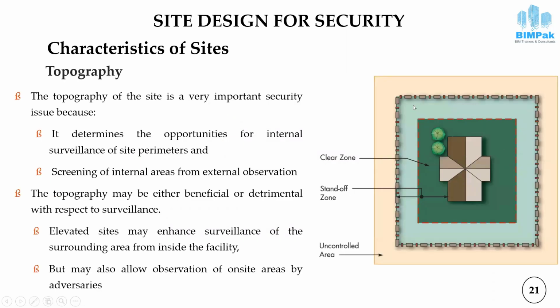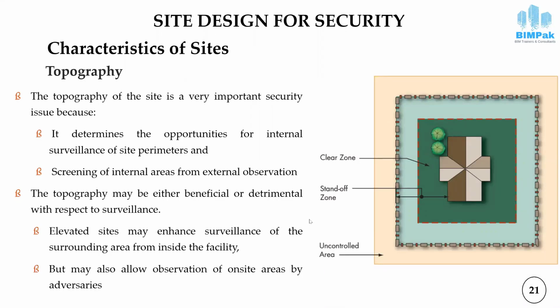Here we can see that the topographic survey is important because it determines the opportunity for internal surveillance and site parameters. And the second one is screening of internal areas from external observation. The topography may be either beneficial or detrimental with respect to the surveillance.